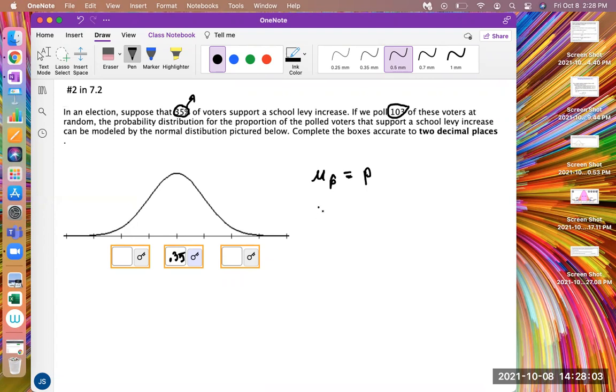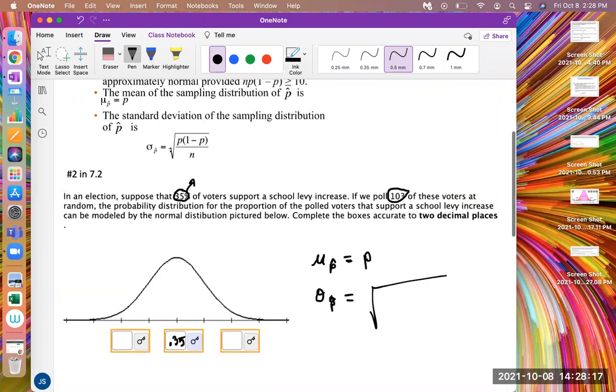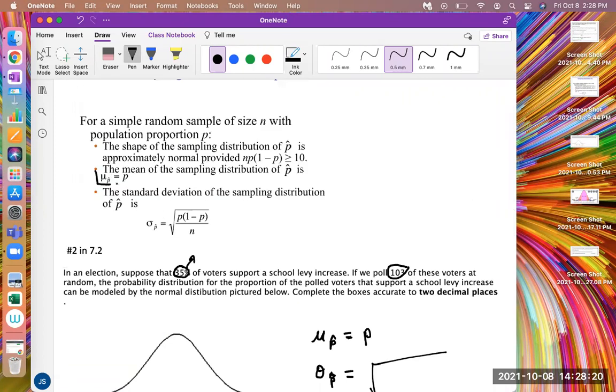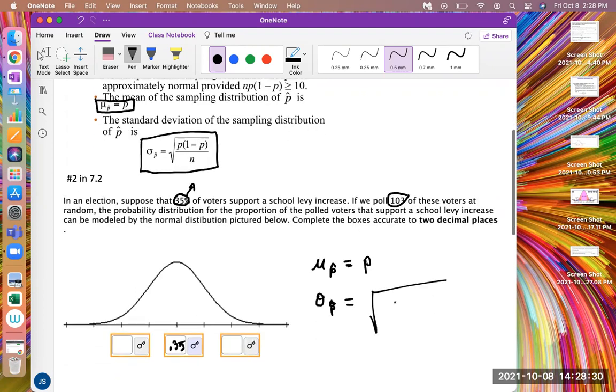And then the sigma p hat, the standard deviation of the sampling distribution of the population proportion, is equal to, and there's a formula, it's not too hard. See, here are the 2 formulas that we really need. It's the square root of P times 1 minus P, all over n.